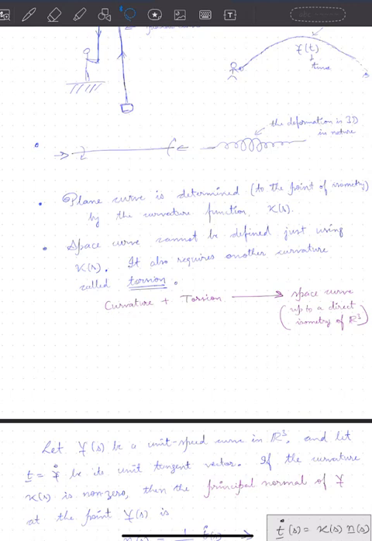However, a space curve cannot be defined using the curvature function only. We require one more smooth function that we call the torsion function. Using both curvature and torsion, we can define a space curve uniquely. Of course, we exclude that you can have multiple curves which are just isometric to each other, right?